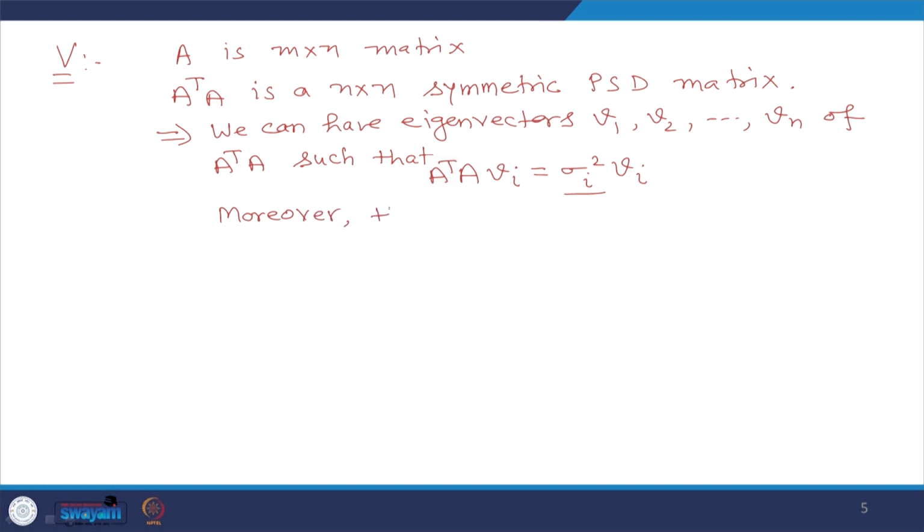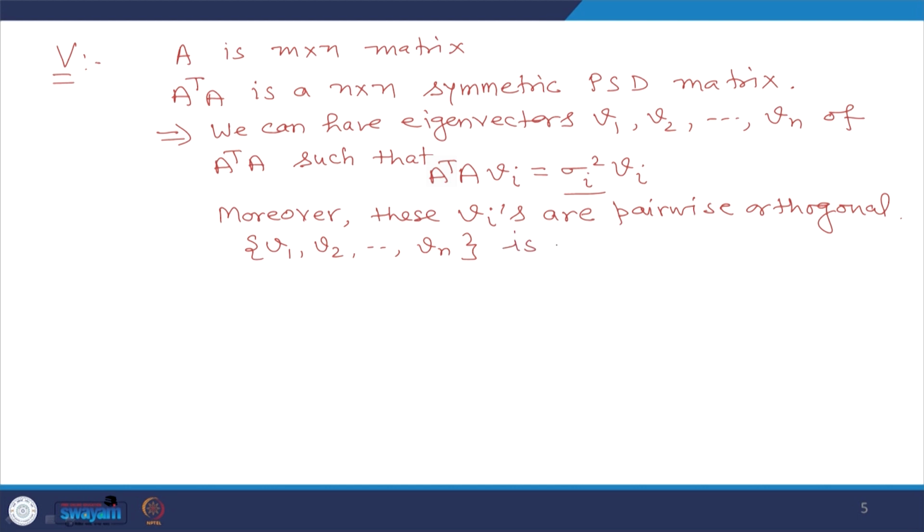Moreover, these Vi's are pairwise orthogonal, as well as the set V1, V2, ..., Vn is an orthonormal set, because if these are orthogonal, you can make them orthonormal just by dividing by the lengths of V1, V2, ..., Vn. So, this is an orthonormal set.